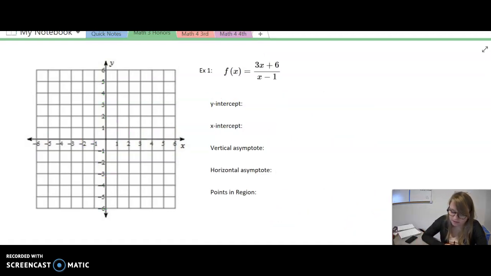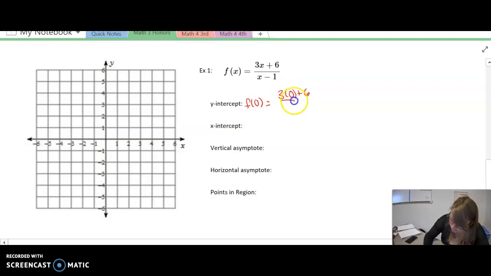So now we have f of x equals (3x plus 6) over (x minus 1). For this one, our y-intercept, as we did before, we have to plug in 0 for x. So we're going to have 3 times 0 plus 6 all over 0 minus 1. That's going to be, I'm sorry, 6 over -1. And then we have -6 as our y-intercept. I'm just going to go ahead and graph that point. So we have (0, -6).